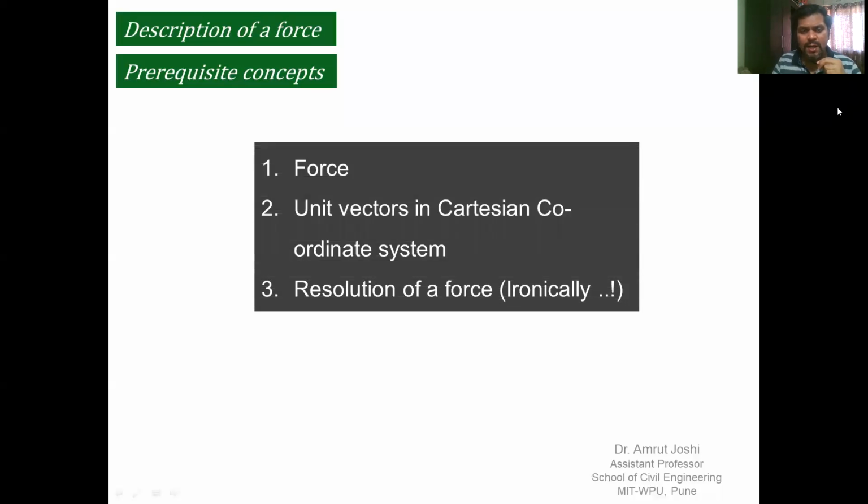Hello viewers. In the previous video, we defined what a force is. Now let us go ahead with a question. What constitutes a complete description of a force? There are certain prerequisite concepts. These concepts I have listed down in this slide.